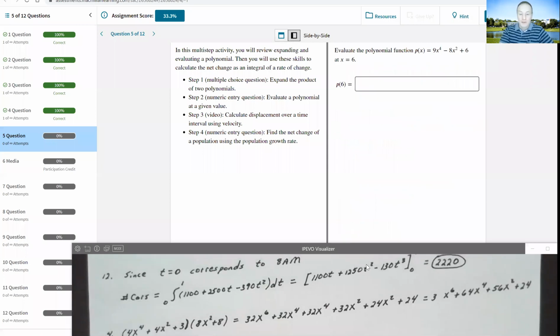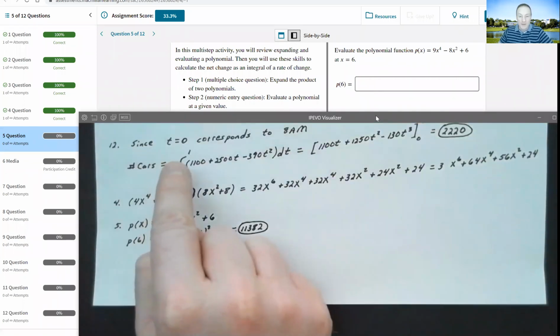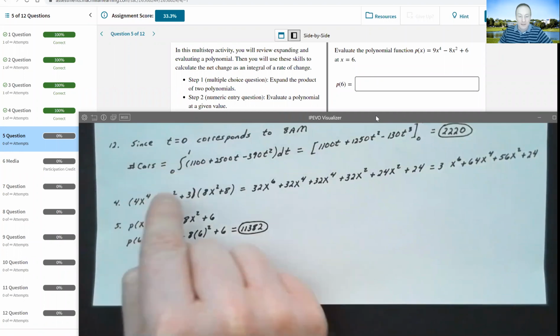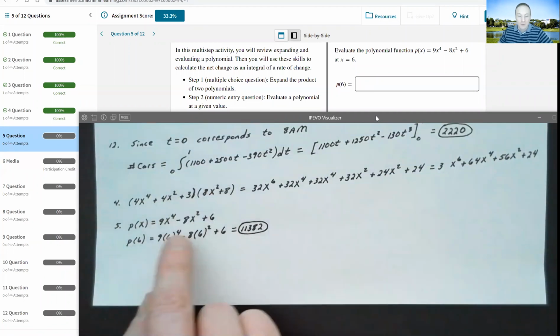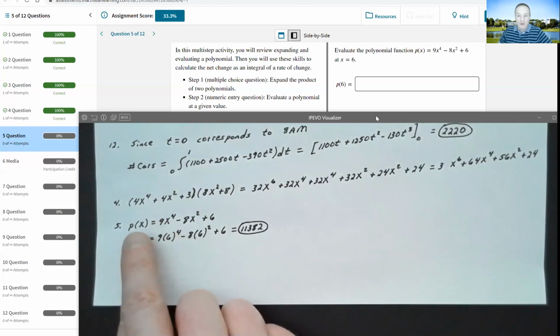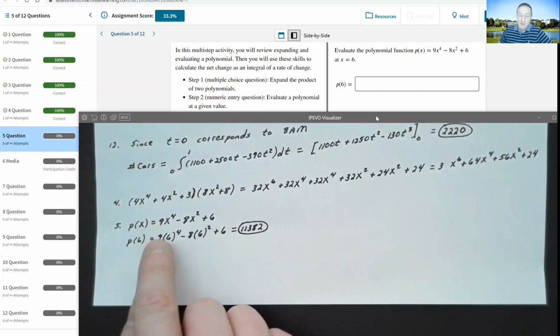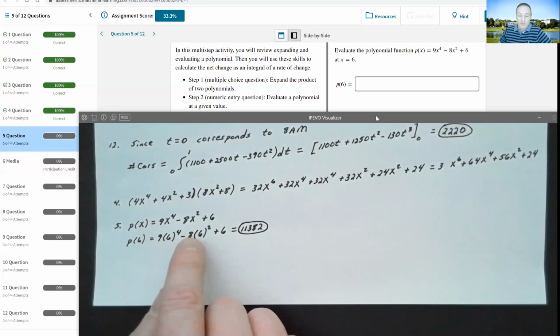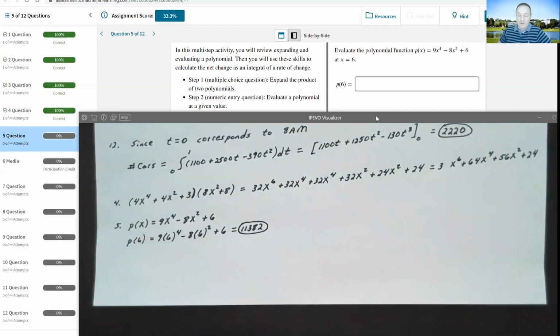5 is another one. It's just having you do an algebraic problem. And in fact, you can see I put it at the end of my assignment because I completely overlooked the fact that there was a little bit of work to show on these. So I tried to show my work on number 5 here. It gave you the function p of x, and it asked you to evaluate it at 6. So in this case, we just have 9 times 6 to the fourth minus 8 times 6 squared plus 6.